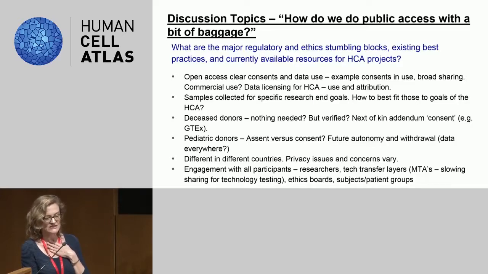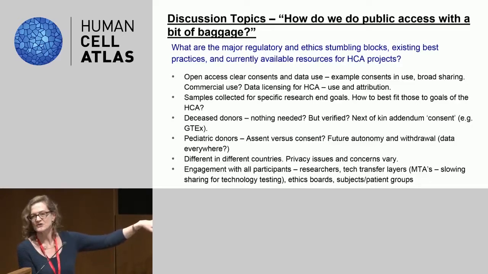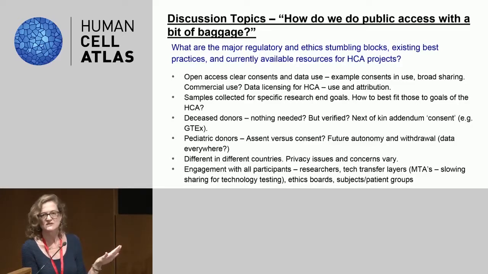And then we touched on the engagement with participants, engaging everyone from researchers to tech transfer lawyers, ethics boards, and subject and patient groups. One of the interesting things that came up was this issue about material transfer agreements. It wasn't on our horizon at all. We were considering ethical issues, consents in particular, but several groups brought up that to share samples and share data in a lot of academic settings requires material transfer agreements. That's a whole legal group to deal with.